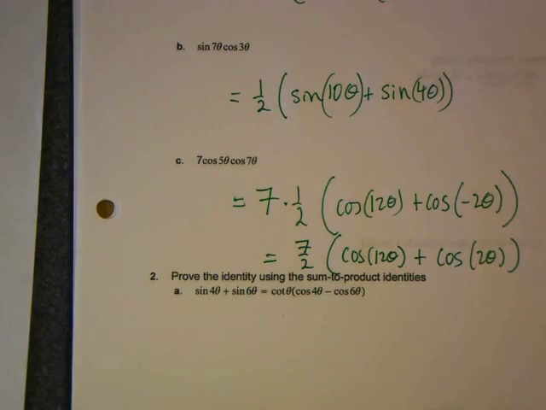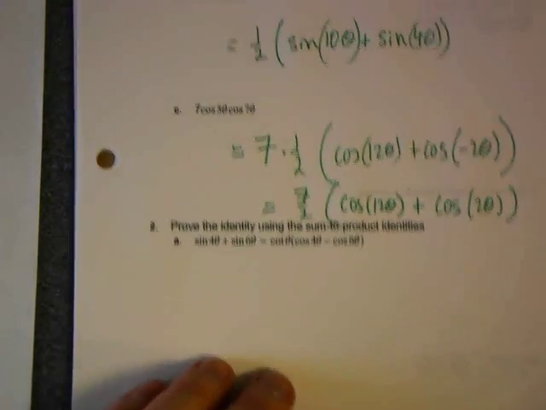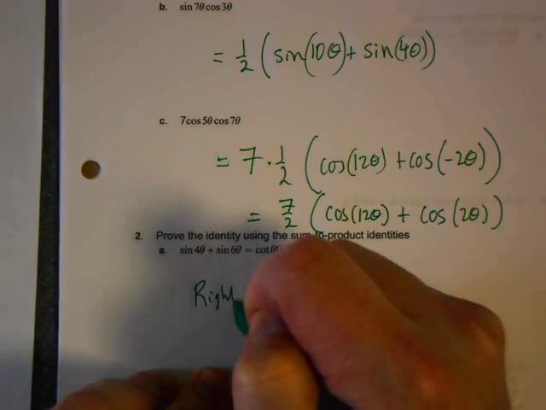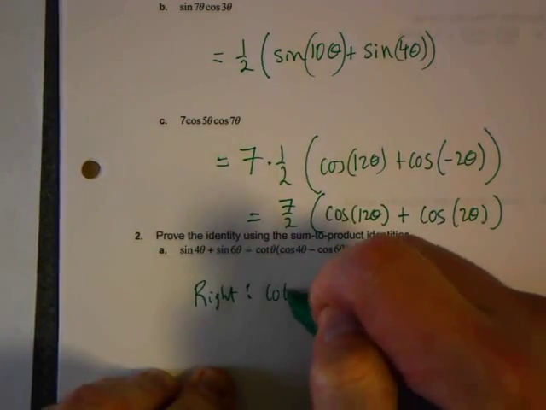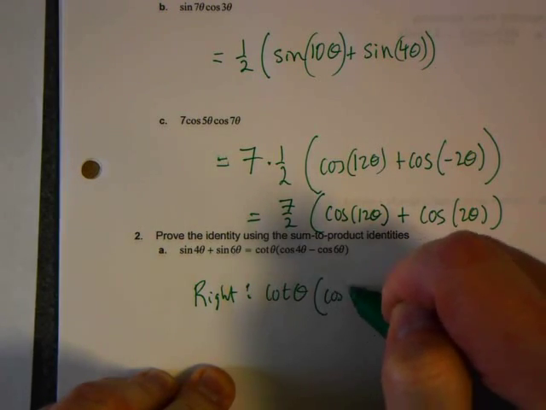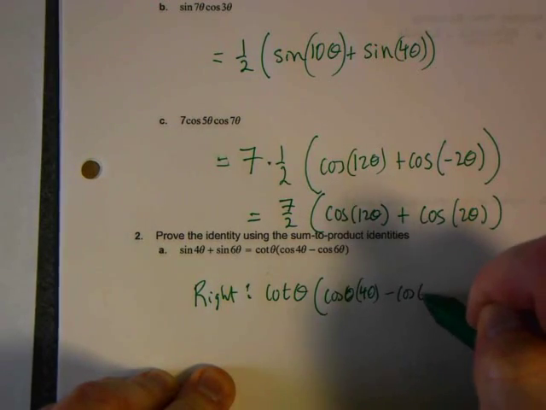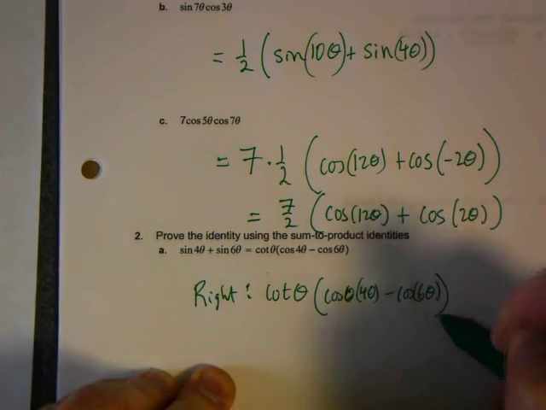All right, how about 2? Prove this identity. What would you do? Well, typically we start with whichever side looks more complicated to us. The right side looks more complicated. All right, so on the right side, I have cotangent theta times cosine 4 theta minus cosine 6 theta equals.